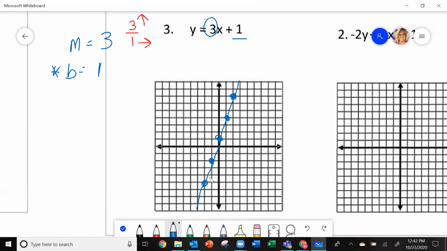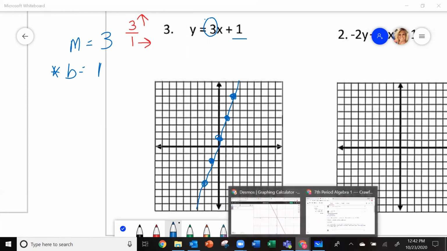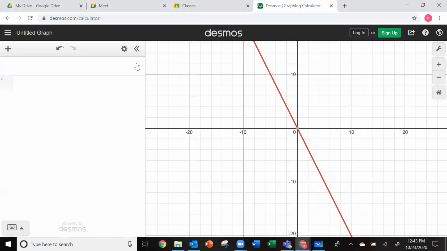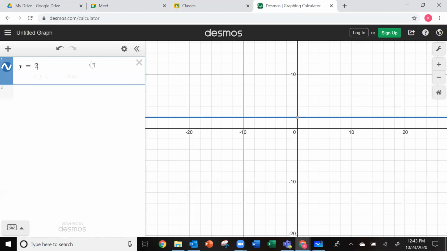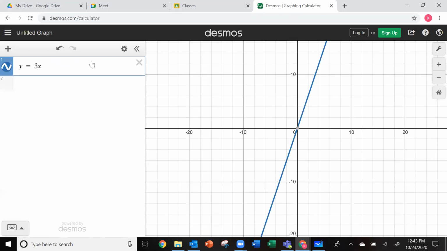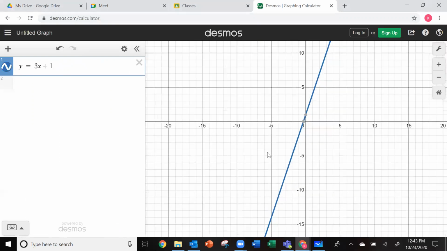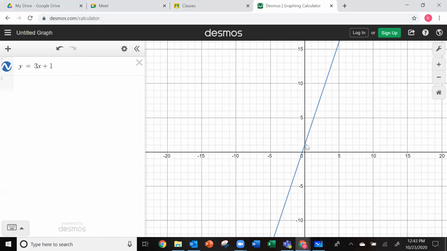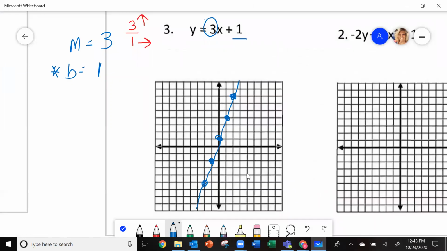Once you've done that, you should go into the calculator and make sure you did it correctly. So I'm going to go in here and click inside and go y equals 3x. Oh, that's not a 3. 3x plus 1. Then I can look at my graph and make sure that I have done it correctly, moving in the right direction.